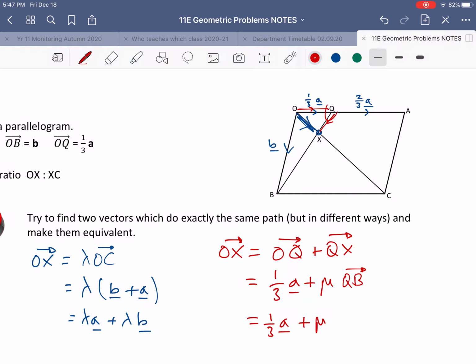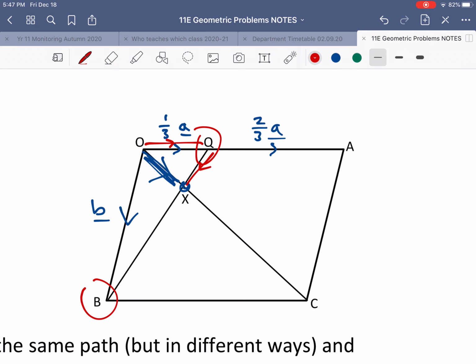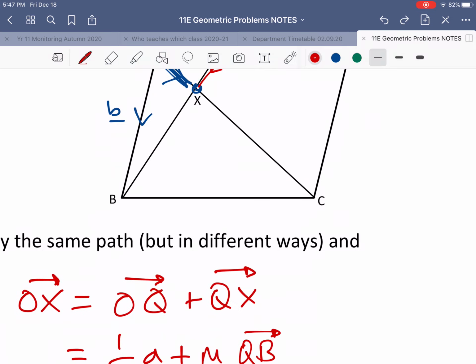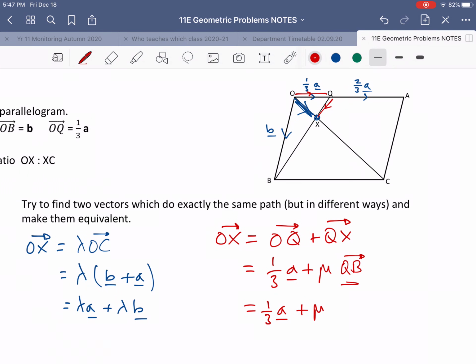Now Q to B, there's lots of different routes I can go. I could go along there, down there, along there. But I'm going to go the other way. I'm going to go along that one and down there to get from Q to B, which we can see is negative a third A plus B. So Q to B, that bit there, is negative a third A plus B. And going along there, down there, and there, then going left along that one, would give me the same thing when I simplified it.